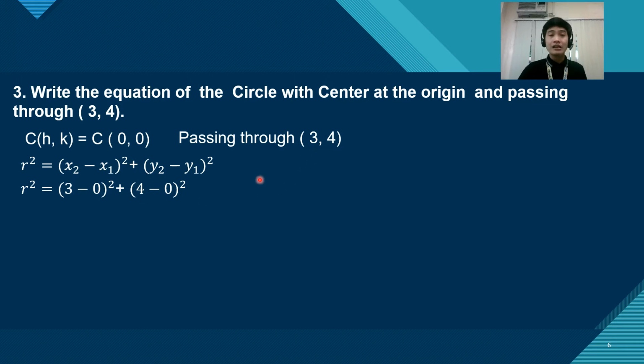O dahil ito yung second point natin, di ito yung ating y sub 2. Minus 0 as our value for y sub 1. Kasi itong origin natin, ang minark natin as the first point.